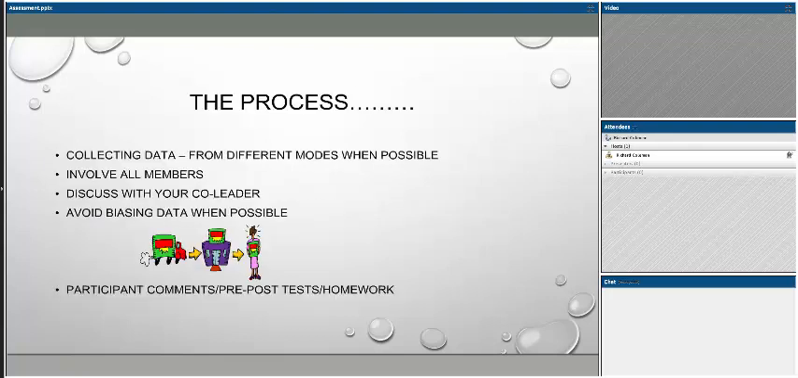So again, we talked about assessment being this process, and when we look at the process, it's about collecting data. You want to get data from as many different places as you can to make sure that you're accurate. If you're just looking at one form of gathering data about how well your group is doing, you need to branch out and look at some other ways to do that. When at all possible, you want to involve the members of that particular group. You also want to discuss these things with your co-leader. And then you also want to avoid biasing the data when possible.